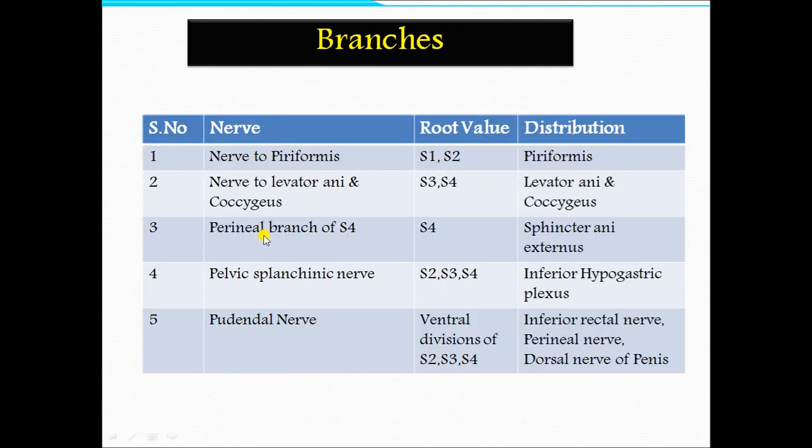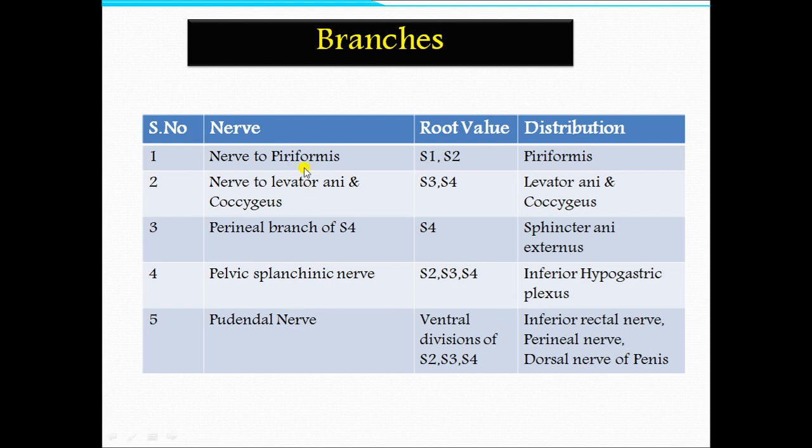Here we are seeing the 5 branches of the pelvic region: nerve to piriformis, nerve to levator ani and coccygeus, perineal branch of S4, pelvic splanchnic nerve. These 4 nerves arise at the root level. The pudendal nerve arises at the divisions level. Now we'll see each nerve.